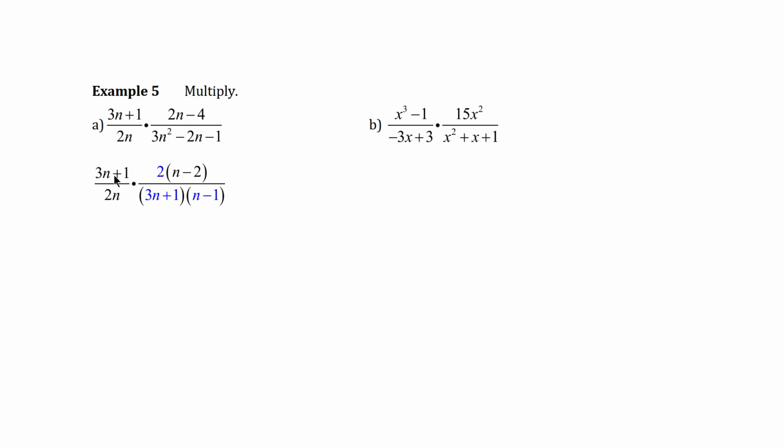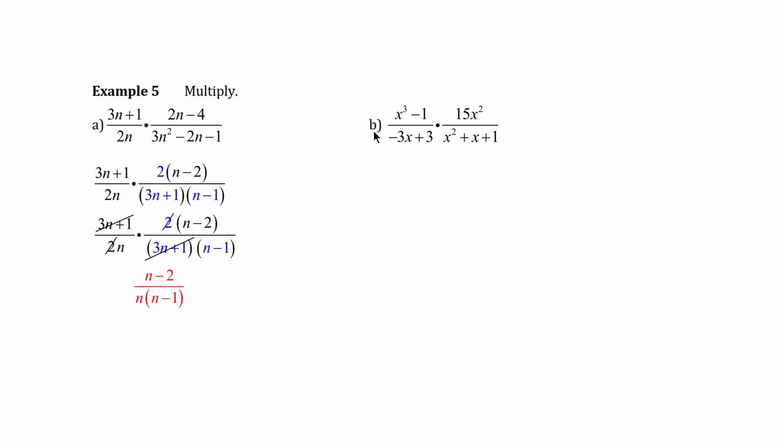The result is 3n plus 1 divided by 2n times 2 times parentheses n minus 2 divided by parentheses 3n plus 1 times parentheses n minus 1. From here, we could cancel out the common factors of the 3n plus 1 as well as the 2 on the top and bottom of our rational expression. The result is n minus 2 divided by n times parentheses n minus 1.